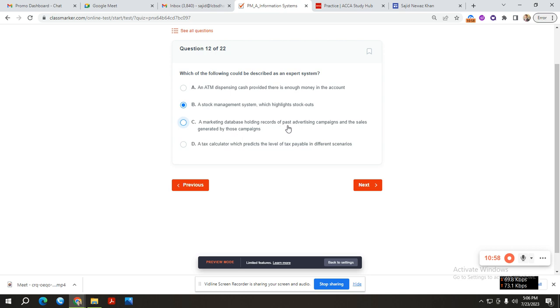Marketing database holding records of past advertising campaigns and sales generated by those campaigns, this is about gathering internal information, there is no real need for an expert here. Tax calculator which predicts the level of tax payable in different scenarios, this is the better option, so the answer should be a tax calculator.